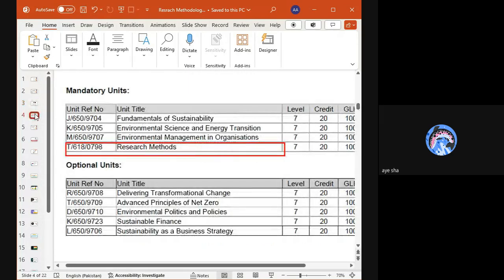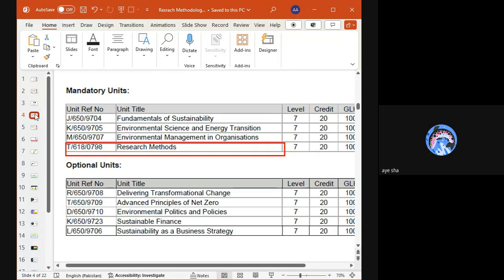And here on your screens, you can see the units that we will be discussing. We have 4 mandatory units. As you can see, we are done with the first 3 units, and the 4th one we are going to discuss today, that is the research methodology. And in the upcoming weeks, we will be taking sessions for the optional units that, as you can see, are on your screen.